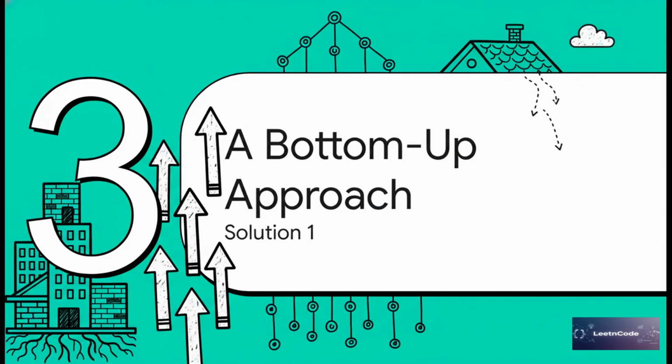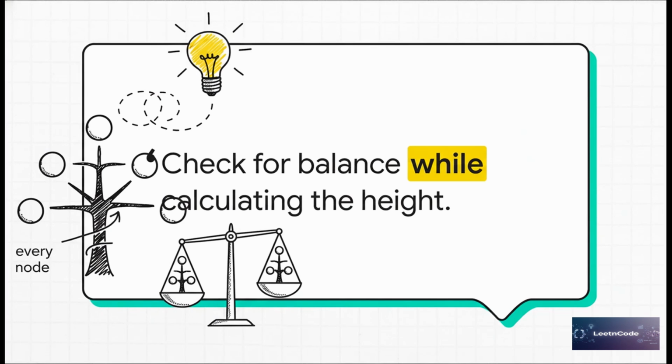So how in the world do we check this rule for every single node without doing a ton of extra repetitive work? Well, the most brilliant solutions are often the most efficient. Instead of starting at the top and working our way down, we're going to flip it. We'll start at the foundation and work our way up. This right here is the big aha moment.